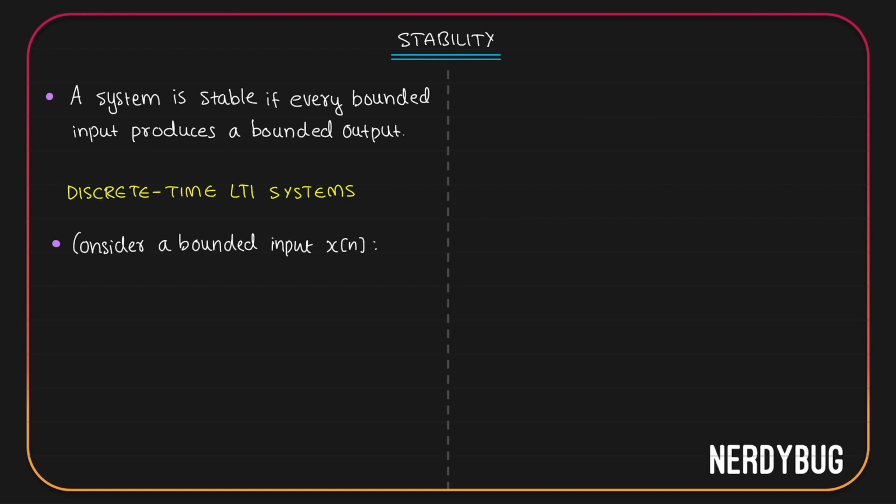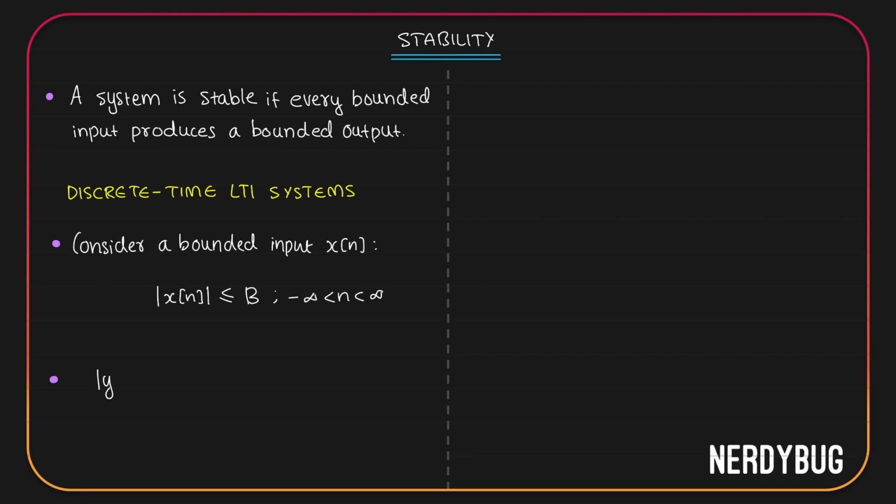Consider a bounded input x[n]. x[n] is bounded, meaning its magnitude is finite. Let us assume it is less than or equal to some finite value B for all n between minus infinity and infinity. It doesn't matter what value you give to n, the magnitude of x[n] is less than or equal to some finite value B. An example of such a bounded function is the sine function. Whatever value you take for n, sin(n) will always be between minus 1 and plus 1.